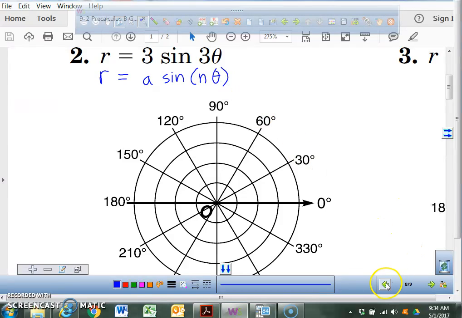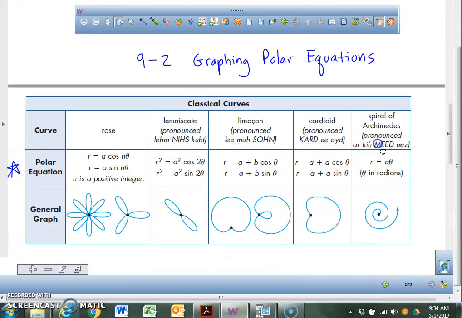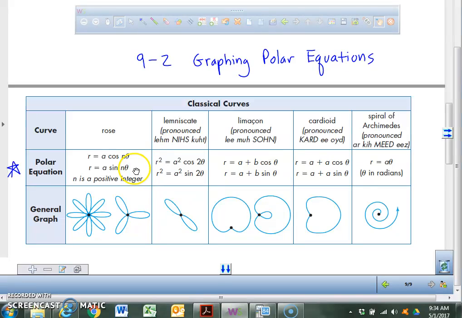So look at your chart right now and see which one of these it matches. Which one do you think it is? Is it a rose, a limaçon, a cardioid, or the spiral of Archimedes? Rose. It is a rose. Now, n represents what? A positive integer. Okay? So here's what I'd like us to do. Let's go to the graphing calculator.